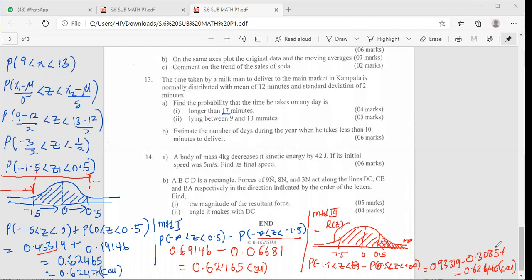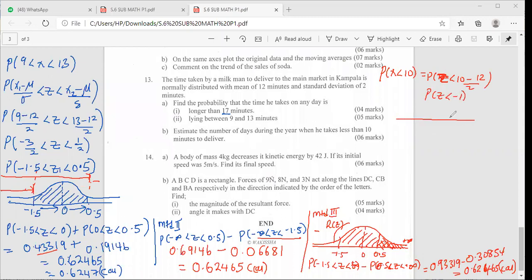Okay, now I'm going to use one method. Estimate the number of days during the year when he takes less than 10 minutes. Probability of X less than 10 minutes is going to be probability of Z less than (10 minus 12) over 2, which is probability of Z less than -1.